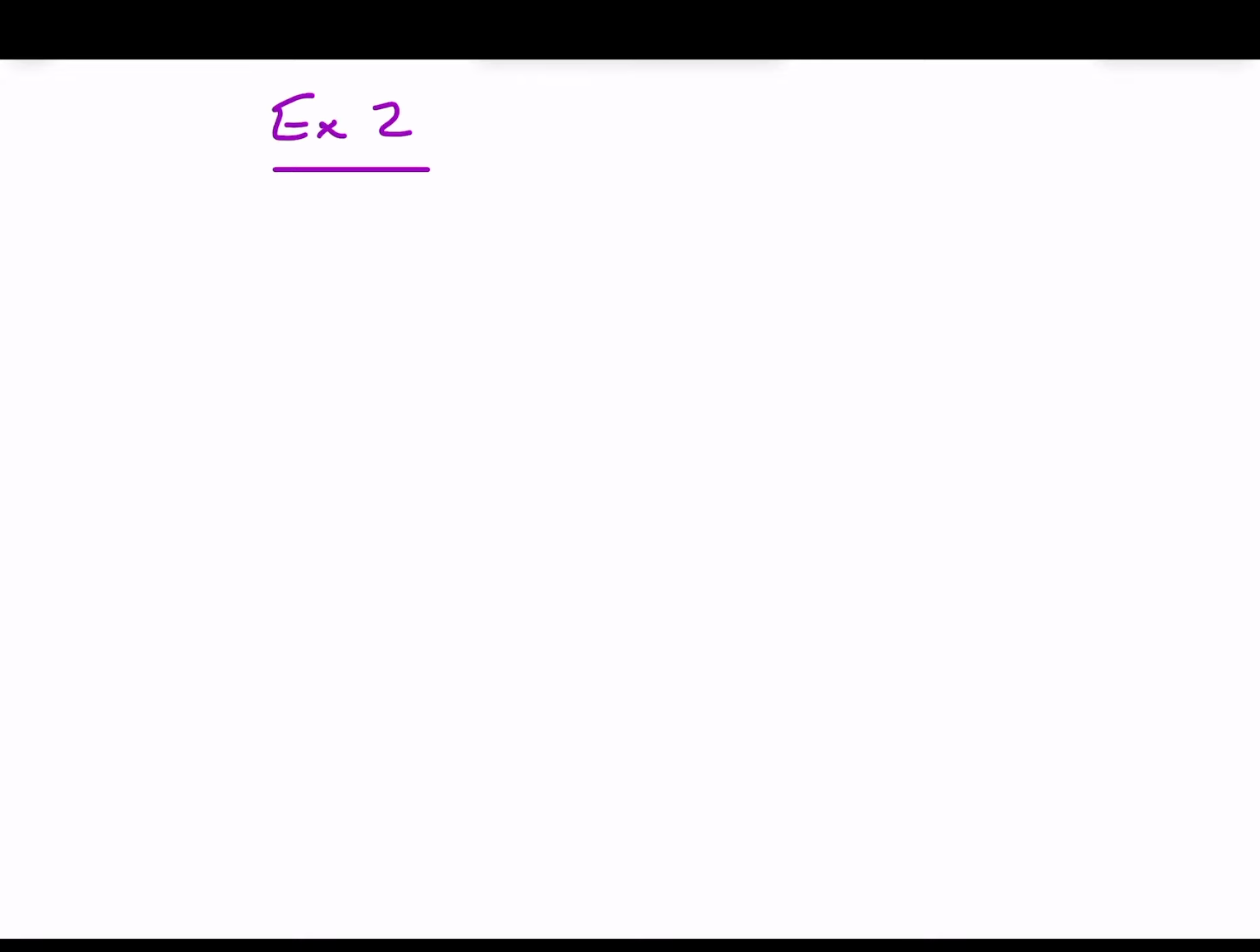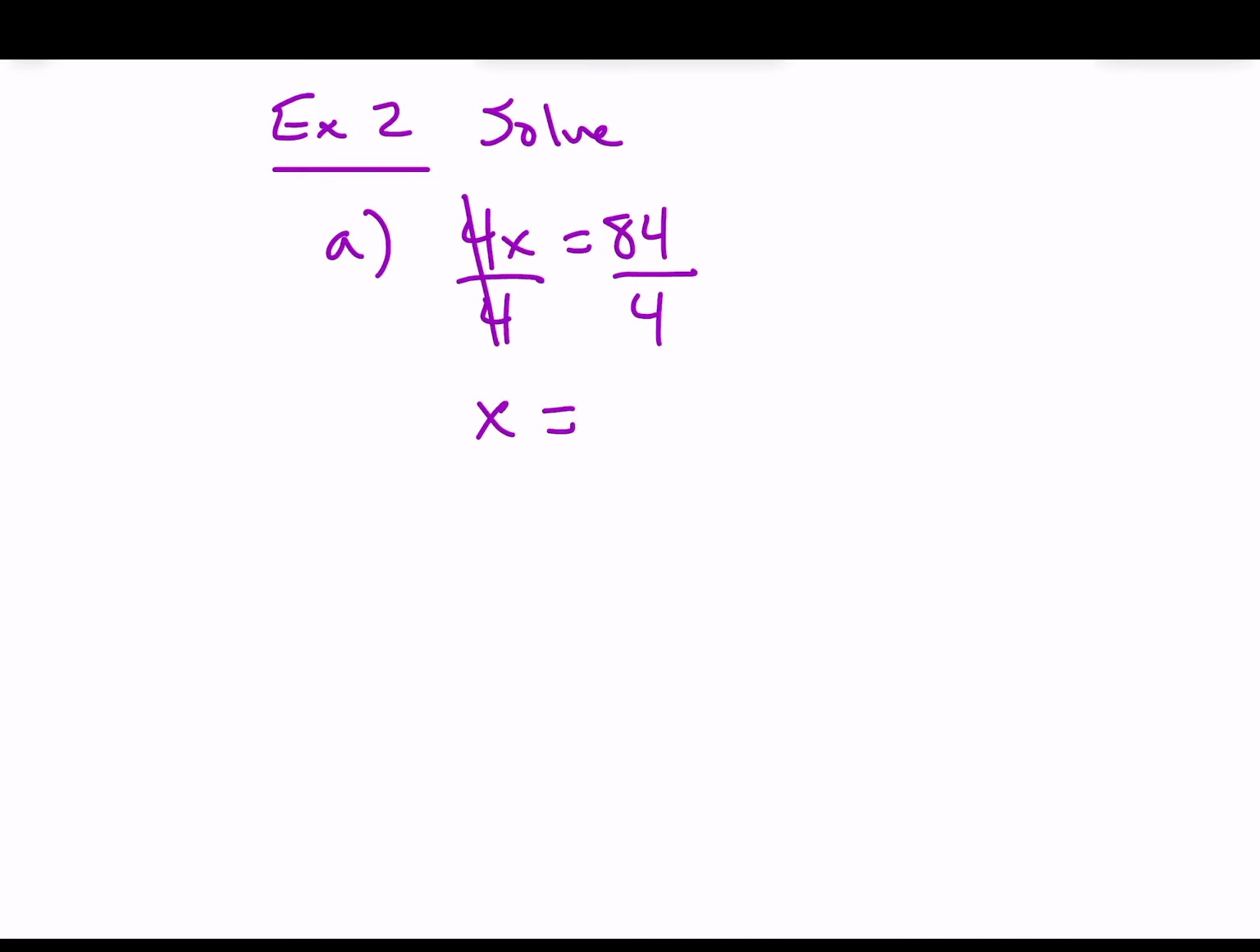Example 2. Again, we want to solve the equation. And in our first case, we have 4 times x is equal to 84. Again, remember, as I'm reading that, 4 times x equals 84. Think about what undoes that 4 times x to get x by itself. What we need to do is divide instead of multiply, and we divide both sides by 4. That cancels the 4's out on the left-hand side, and 84 divided by 4 is 21. So our solution is x equals 21.